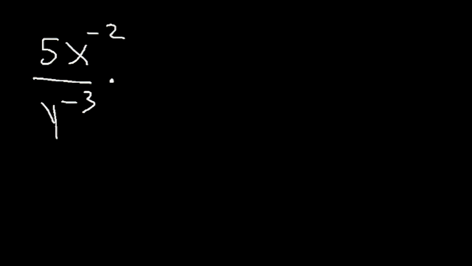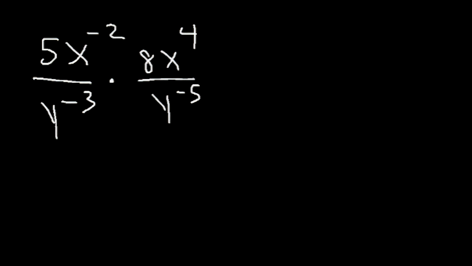Now let's say you get an expression that looks like this: 5x to the negative 2 divided by y to the negative 3, times 8x to the 4 divided by y to the negative 5. What's the answer to this particular problem?